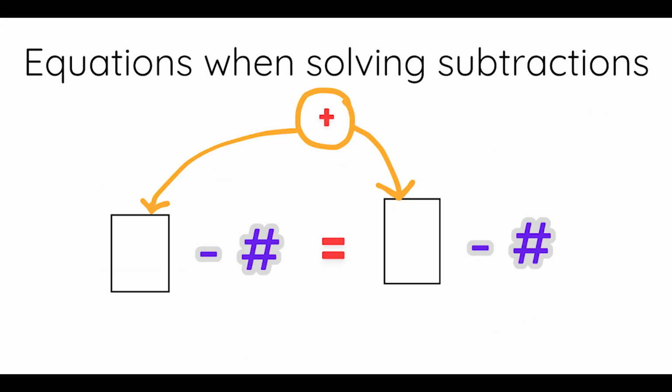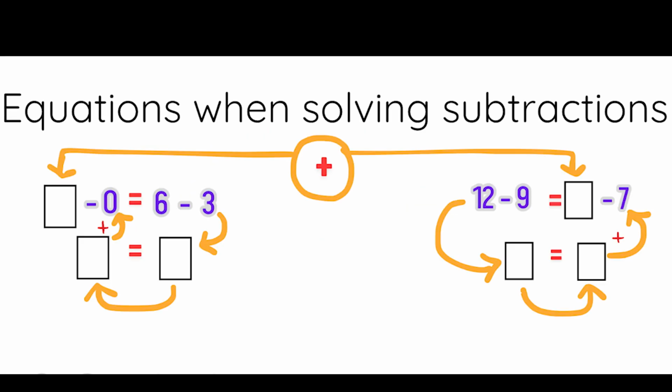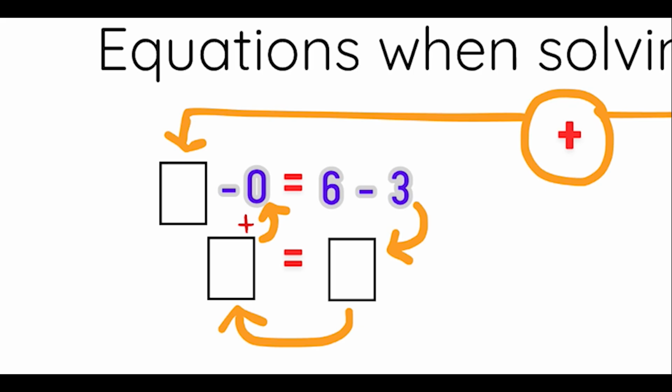Equations when solving subtractions. When you're looking for numbers placed in these two positions, you will always think about addition. Let's look at some examples. In the equation on the left, we're looking for the number in this position. The first thing you must do is to solve what you know. You notice that the complete set to solve is on the right. 6 minus 3. So we will start with that.